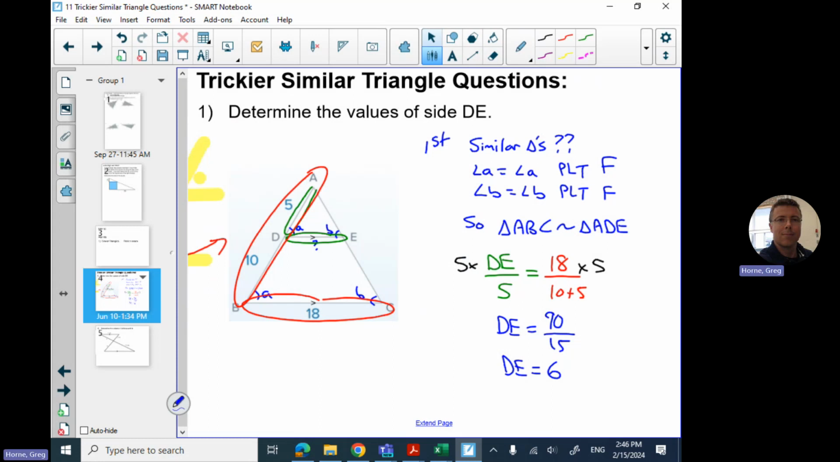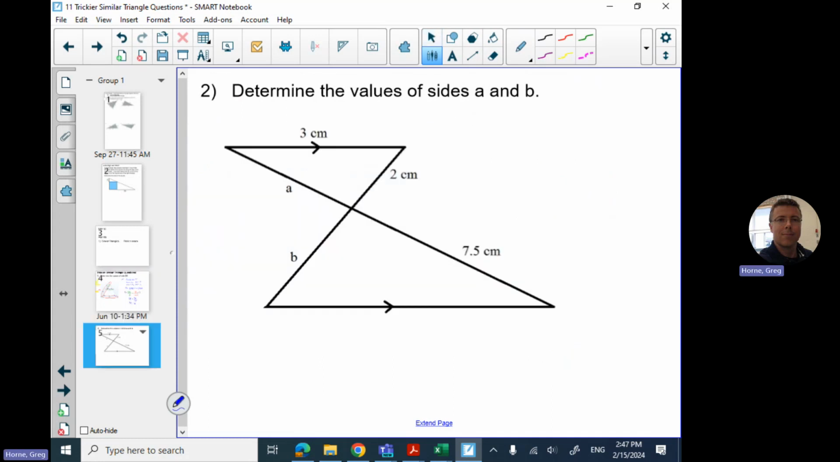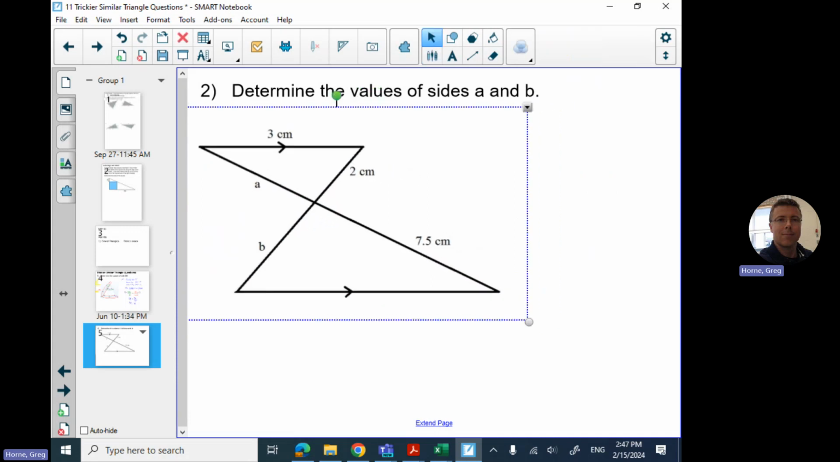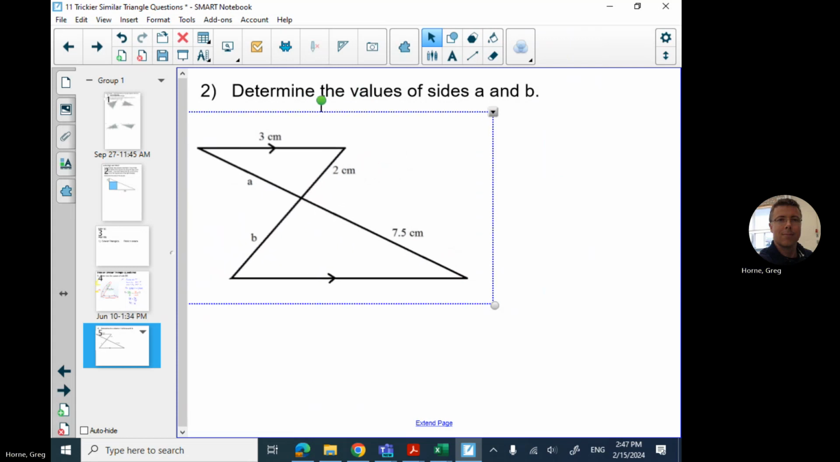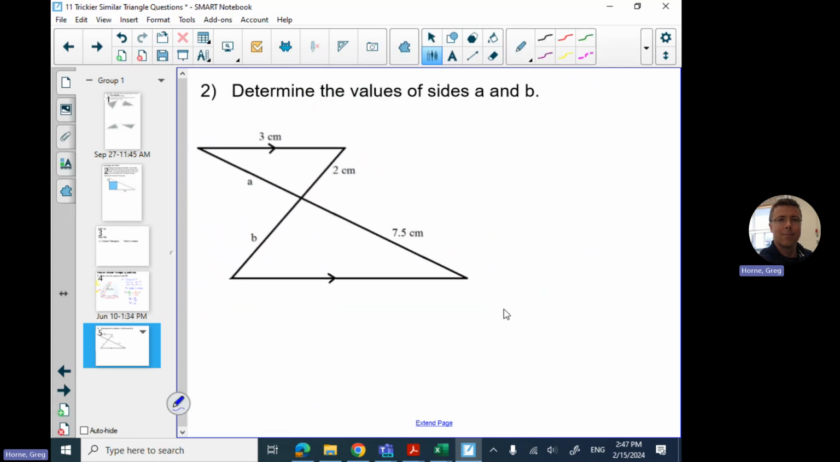Okay, but it involved determining or proving similarity first, and then using it. And here's another one. Press pause if you want to try it and be an active learner and see if you can do it. Give yourself some room here. Hopefully you gave it a try, and now you can look at it and see how you did. For this one, what information do we have?